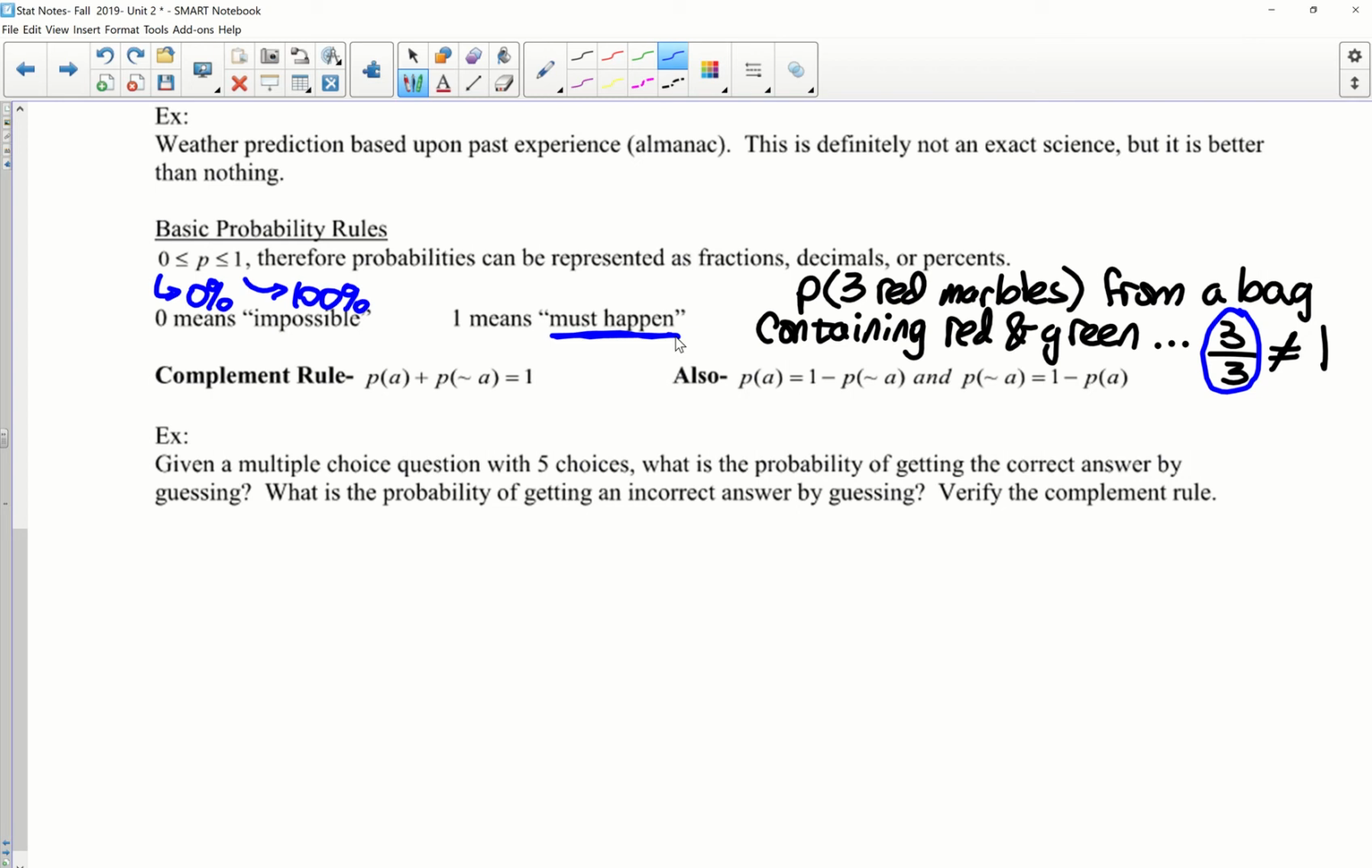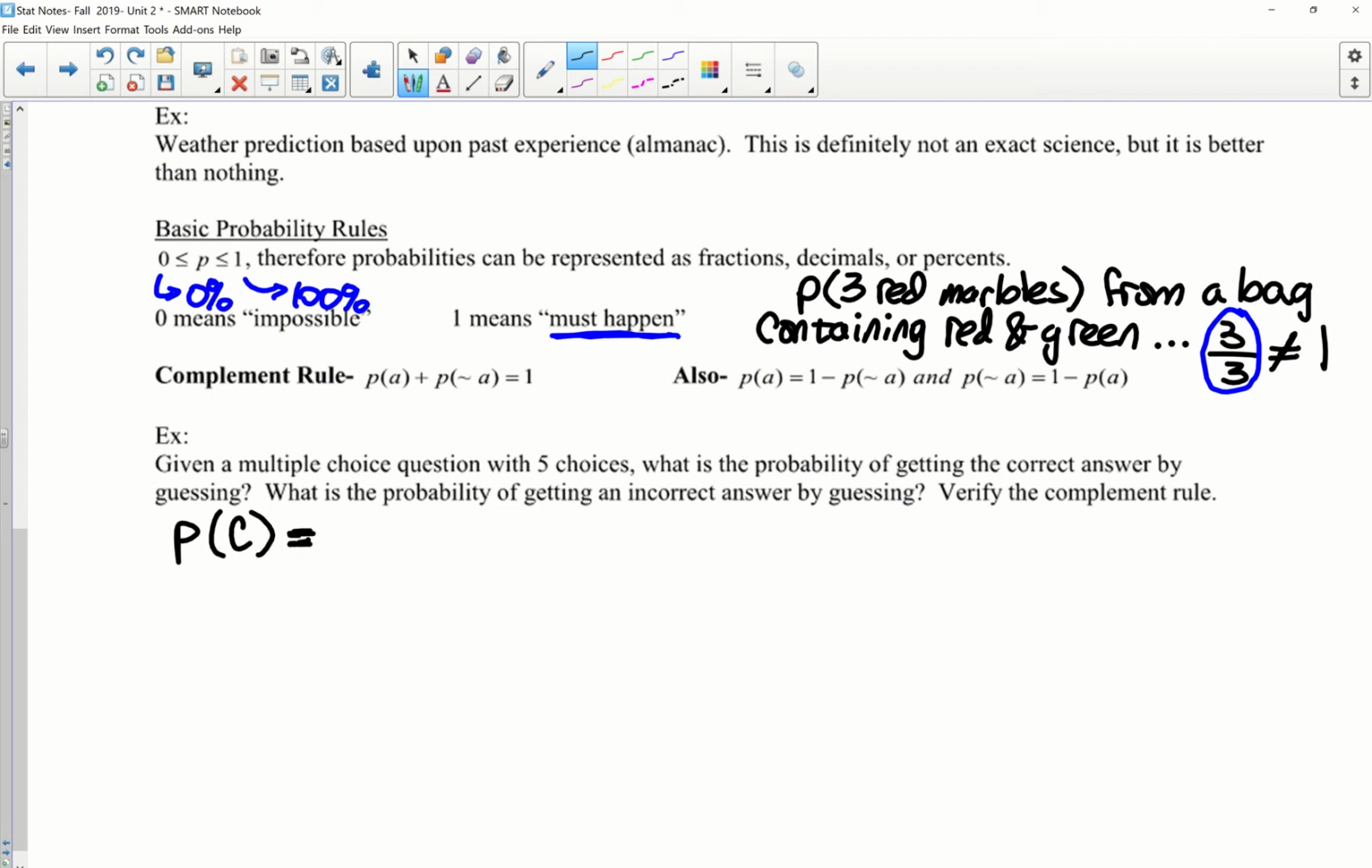So the complement rule tells us that if we add 2 opposite events, the result should be equal to 1. That's the must-happen one. The example here: given a multiple choice question with 5 choices, what's the probability of getting the correct answer by guessing? We've all been down this road before. So, the probability of getting it correct just by guessing.